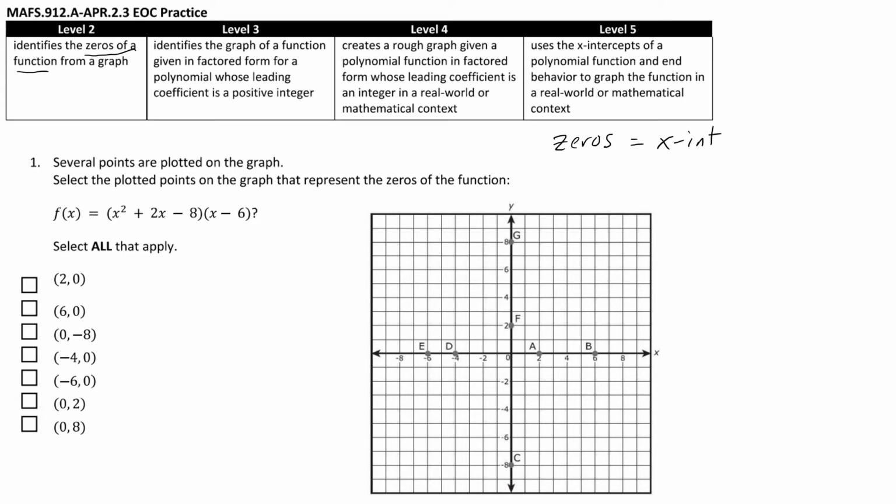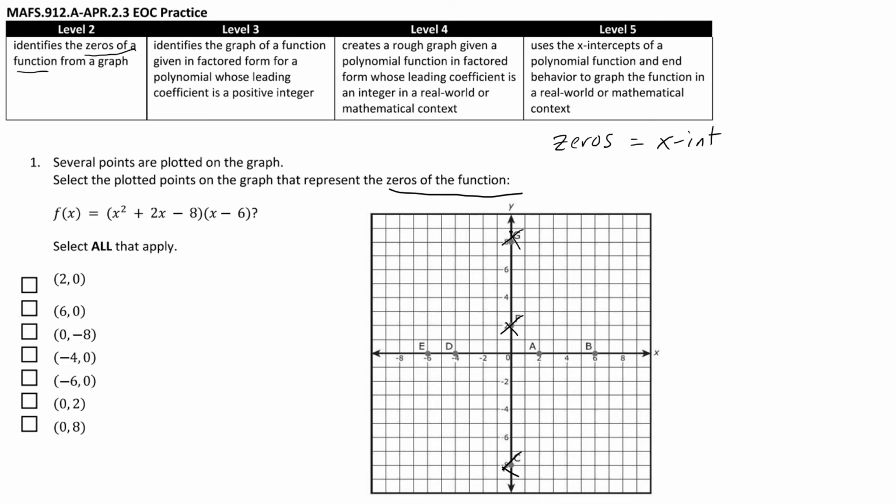Several points are plotted on the graph. Select the plotted points in the graph that represent the zeros of the functions. And they give us this function here. Select all that apply. So again, the one thing to remember is that we're looking for the x-intercepts that make this work. So if we're looking for the x-intercepts, I know it can't be G or F or C here. It's got to be any of these 4 points.